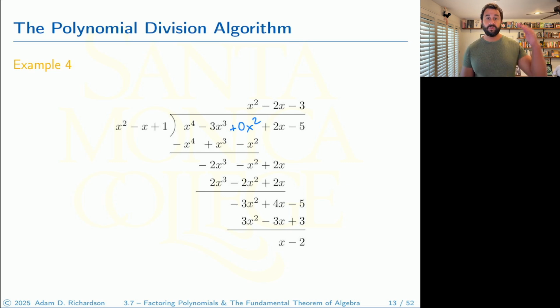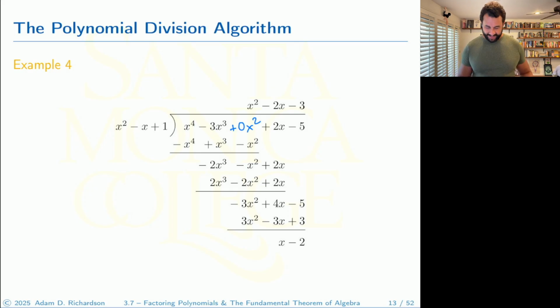All right, now we subtract or we add those results, right? X to the fourth minus x to the fourth is 0. Negative 3x cubed plus x cubed is negative 2x cubed. 0x squared minus x squared is negative x squared. And then we bring down this term, working our way through just like with integers, right? Bring down this term, repeat the process again.